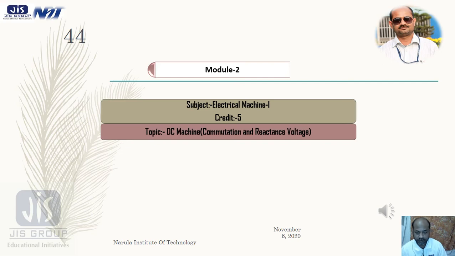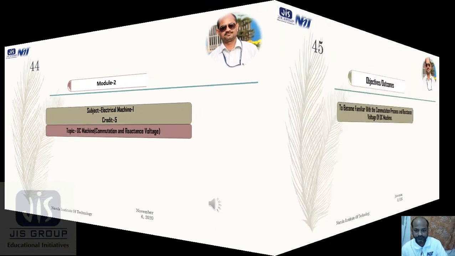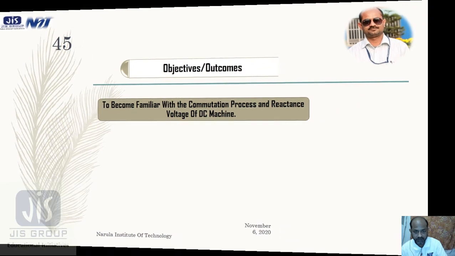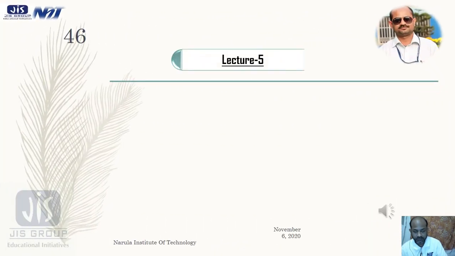Okay, so in the course curriculum of Electrical Machine 1, today under the topic of DC machines, we are going to cover the process of commutation and the basic concept of reactance voltage. So this is my objective: to become familiar with the commutation process and reactance voltage of a DC machine. So let's start lecture number 5 on commutation.